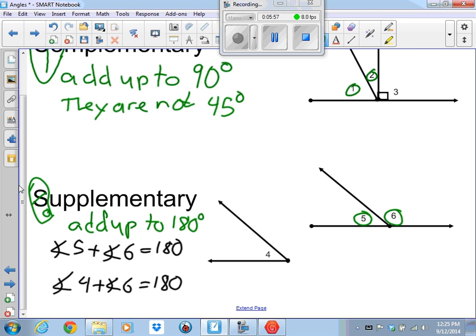Now the difference here is that supplementary does not mean that they have to be next to each other. Supplementary angles can be anywhere in space. 5 and 6 are a linear pair, and that means they're going to be supplementary. I mean, 4 and 6 are not a linear pair, but they are supplementary.